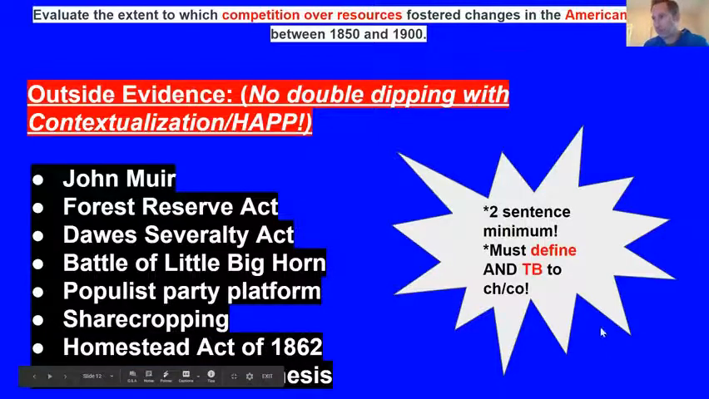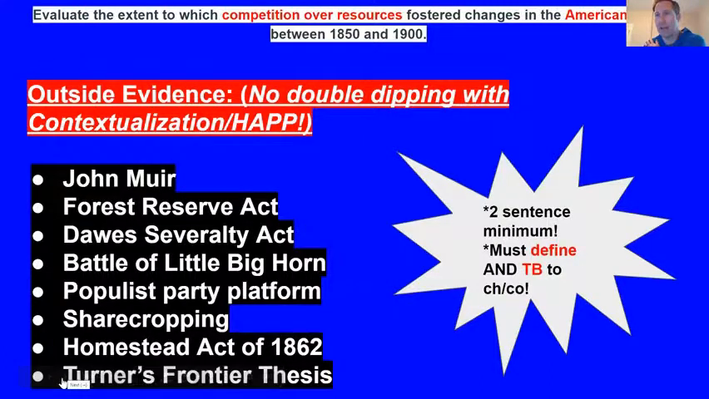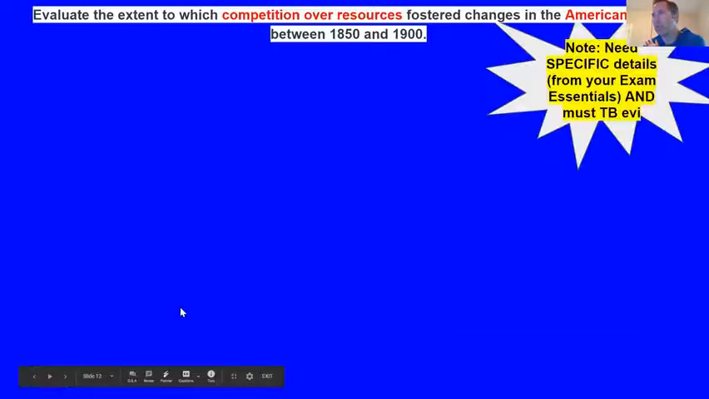Okay, moving on. Frederick Jackson Turner's Frontier Thesis also worked. I also had some people use Helen Hunt Jackson's A Century of Dishonor. Frederick Jackson Turner. I don't call him Frederick Jackson. All right, let's keep going.